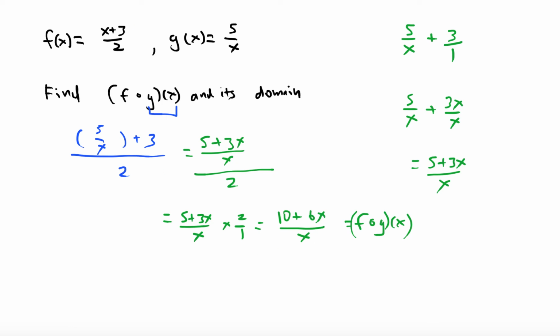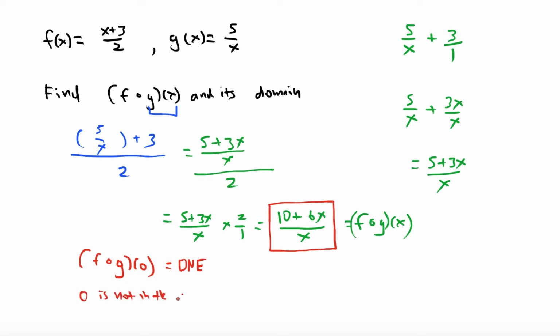So let's try to do this. What if I said, hey, evaluate f of g of 0? And what would you say in this case? Well, this is f of g of x, so what happens when we plug 0 into this function? We're going to get a 0 in the denominator. What does that mean? It means that f of g of 0 does not exist. So what can we conclude here? We can conclude that 0 is not in the domain.